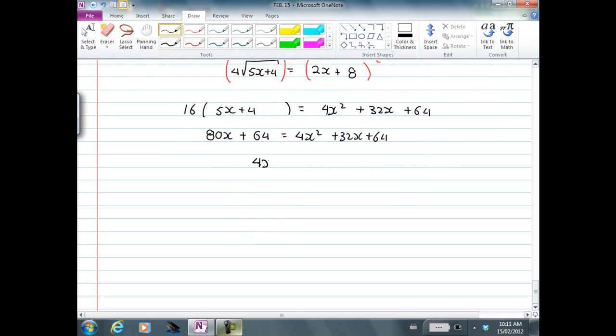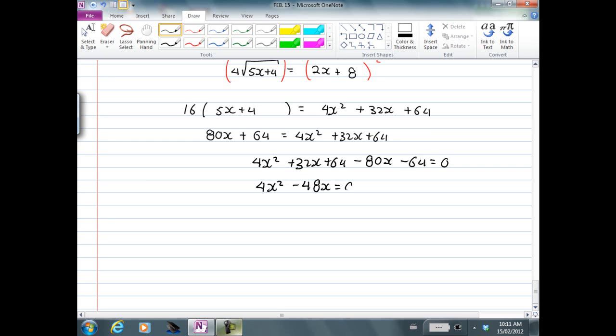4x squared. I'm going to move the 80x over and the 64 over. That gives me plus 32x plus 64 minus 80x minus 64 equals to 0. Simplify. 32 minus 80. Okay. If you did this correct, I hope you have 4x squared. Serena, 32 minus 80 is? Minus 48x equals to 0.